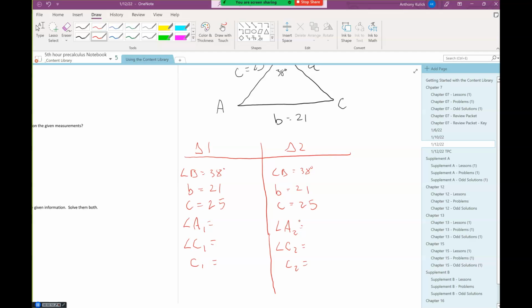Everybody cool with the initial setup here? Okay.